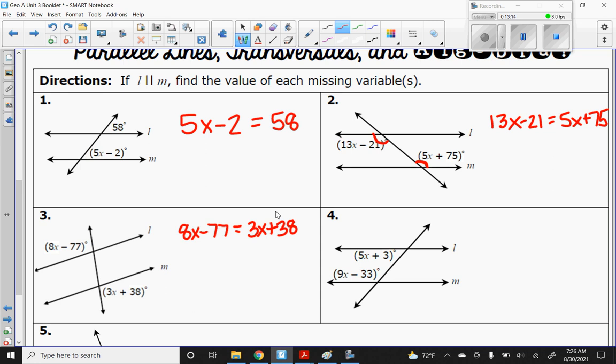And for our consecutive interior or same side interior, this is one of our 2 combos that add up to 180. Same side interior angles, otherwise known as consecutive angles, are supplementary. That's why this equation looks different, because those angles are not equal. They add up to 180.